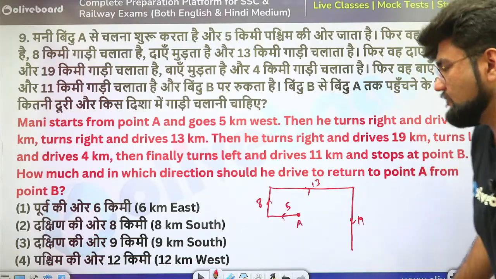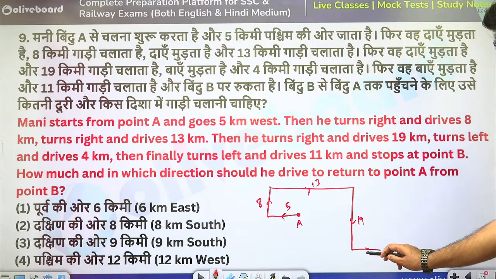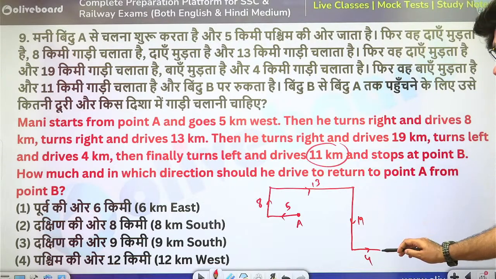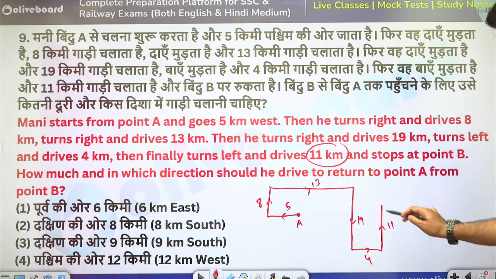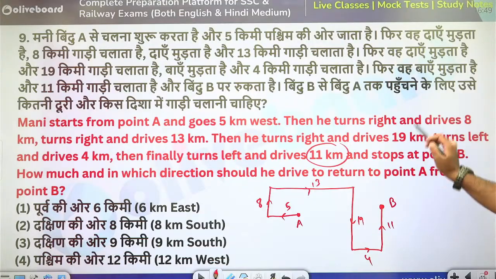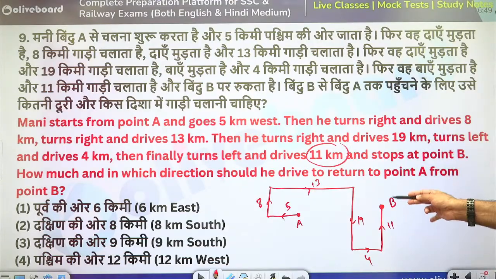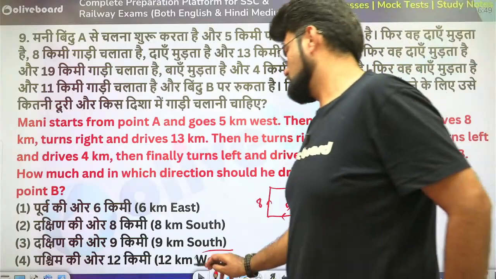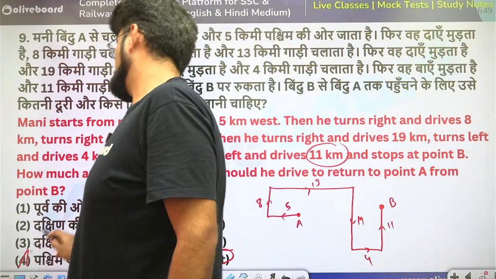Turns left and drives 4 kilometers. Finally turns left and drives 11 kilometers. Now we know what is the game. So where will it land? It will land right here. This is point B. Question is how much and in which direction should he drive to return to point A? So he should drive in the west direction. With west we have only one answer. So option 4 is the correct answer.